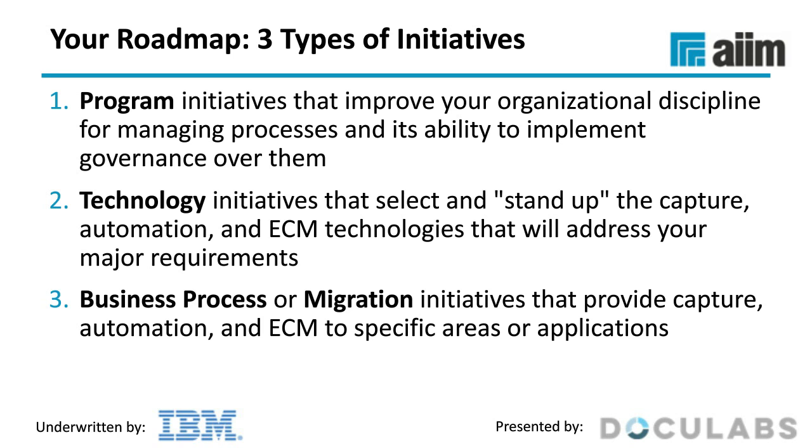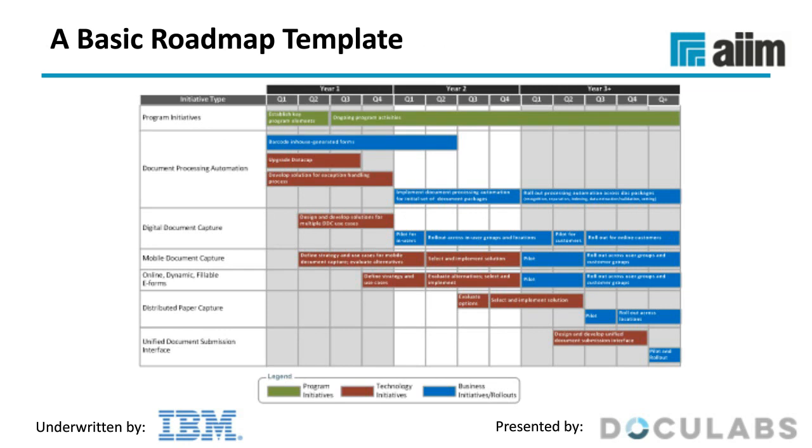And then the business process initiatives are those that hook up your customers and where you actually provide them with the capture, automation, and ECM services. And what you see is we strongly recommend that you consider bucketing your initiatives into those types of categories. And what your roadmap will look like is something like this, which has all three. I won't go into detail on it. If you want examples of roadmaps to get you started, I can certainly send you one and walk you through them and so on. And I believe that's it.